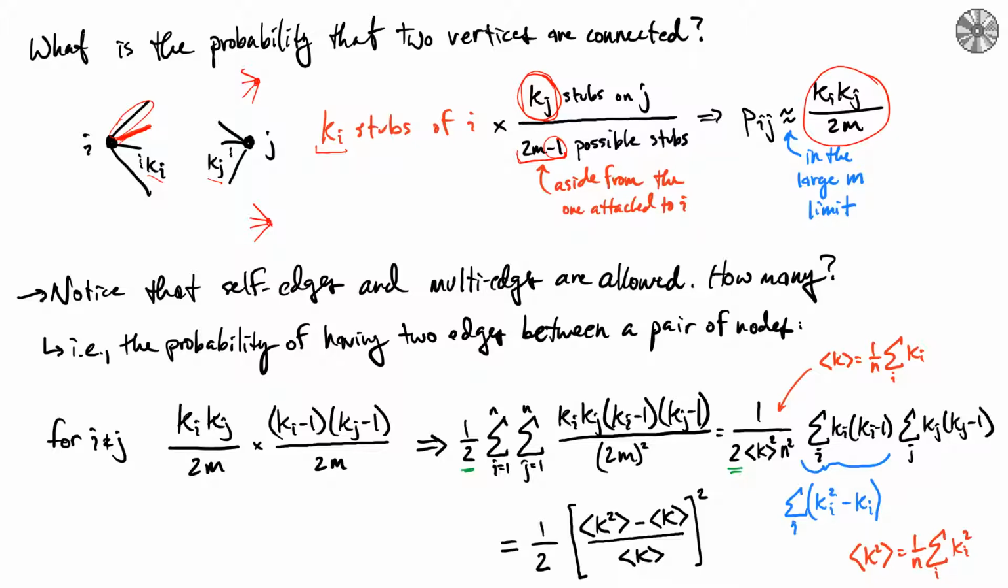What is the probability of having 2 edges between a pair of nodes? That means that we connect i and j, and this is the probability that we just computed, P_ij, up here. And then essentially we've removed one edge from i and one edge from j because of this edge. And so the next probability for connecting the same pair ij is given by this, where we just reduce the degree of each one of them. And again, as long as m is sufficiently large, then this approximation still holds.